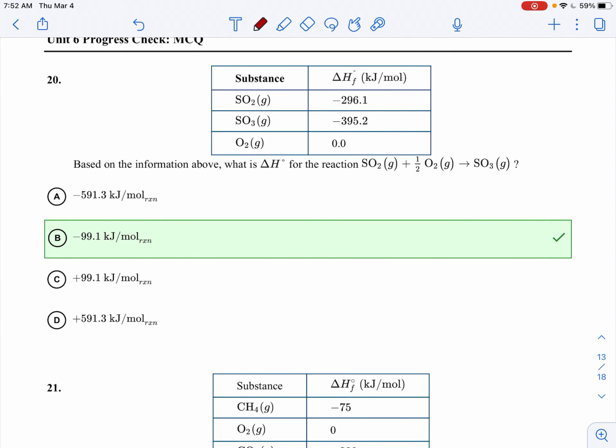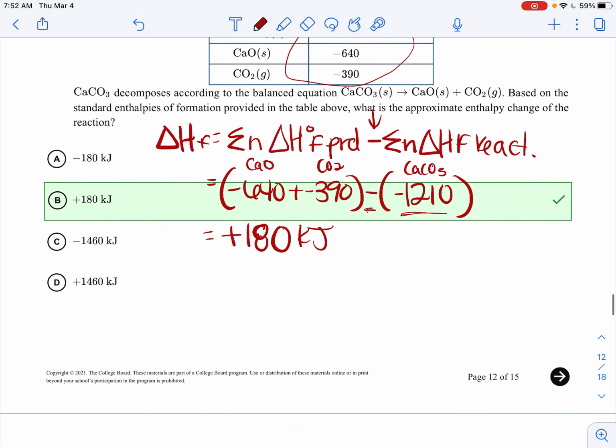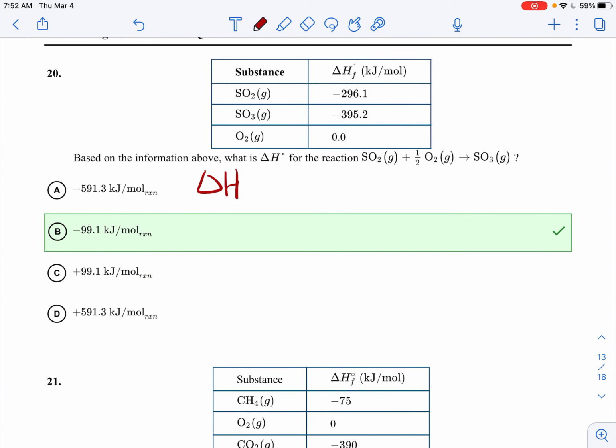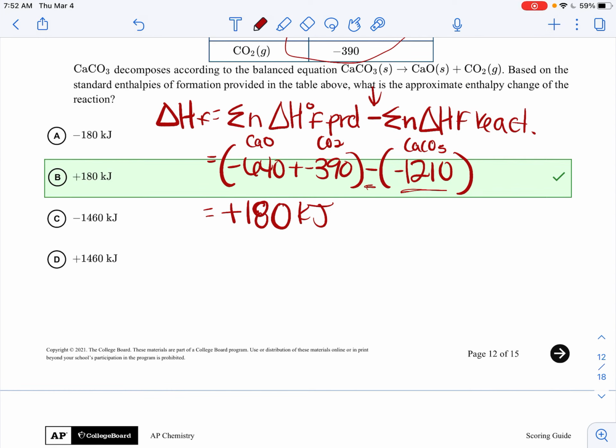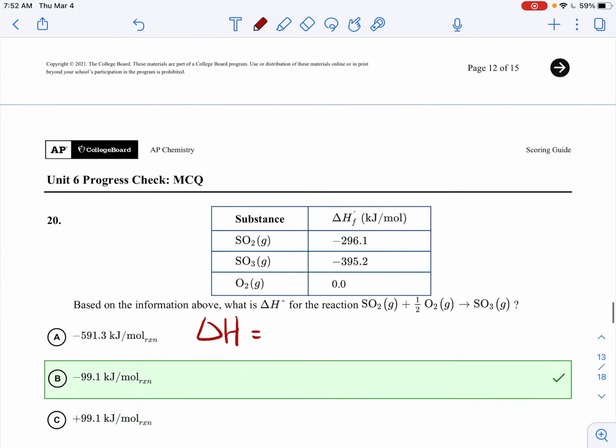It says, based on the information above, what is the heat of formation for the reaction SO2 plus 1/2 O2 yields SO3? So delta H, again, we're going to use the same formula as up here. The sum times the number of moles times the delta H. Sorry y'all, I haven't had my coffee this morning, so I'm kind of struggling here. So we're going to use the sum in delta H of the products minus the sum in delta H of the reactants.